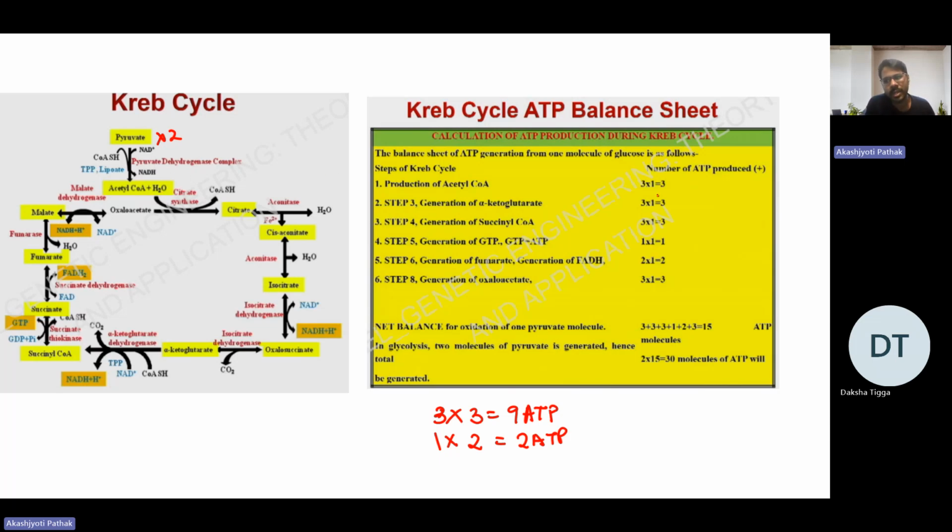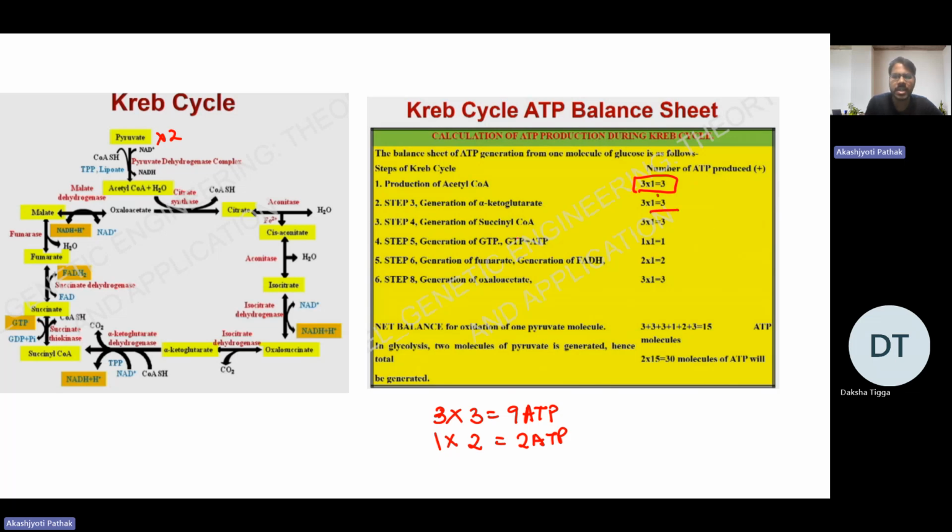So one NADH molecule will give you 3 ATP. That is why 3 into 1, 3 ATP molecules you will get from production of acetyl-CoA, then generation of alpha ketoglutarate. This step results in synthesis of one NADH molecule. So you will get 3 ATP molecules.